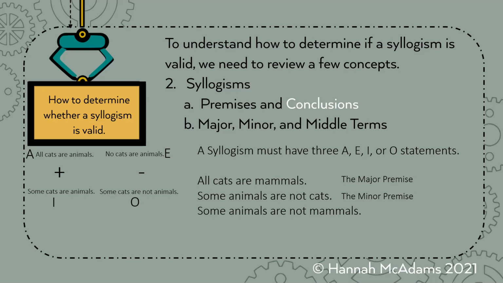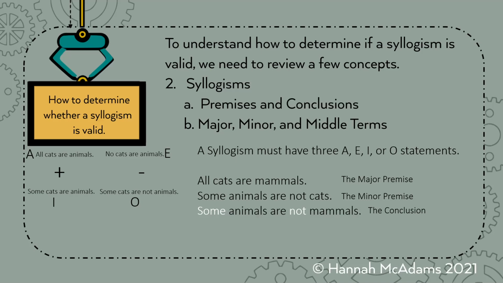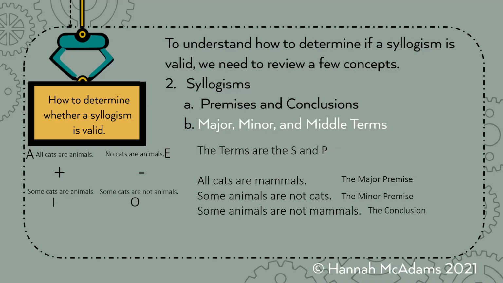All right, let's talk about the conclusion. We have two premises, the major premise and the minor premise, and then we have a conclusion. So all syllogisms have three sentences. There are three statements, and they have to be written in A, E, I, or O form. Our conclusion is the last one, and we can decide what kind of conclusion this is. Some animals are not mammals. So we have some and not. That not term tells us that it's a negative statement, but we also know that it is an O because we have some are not. So it's an O statement.